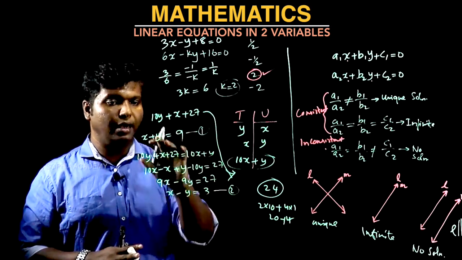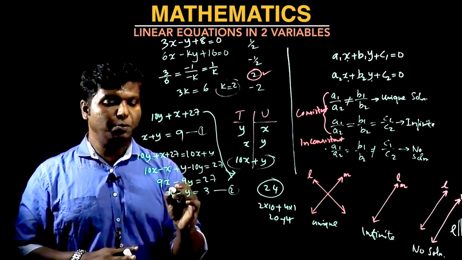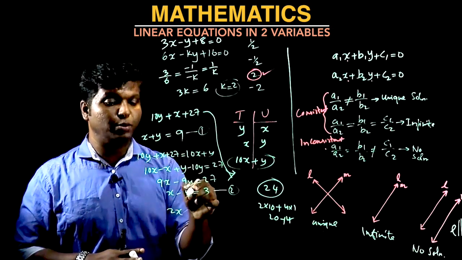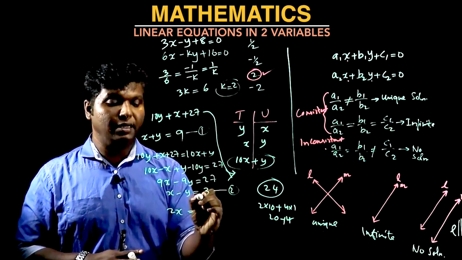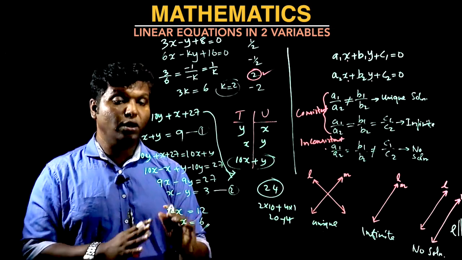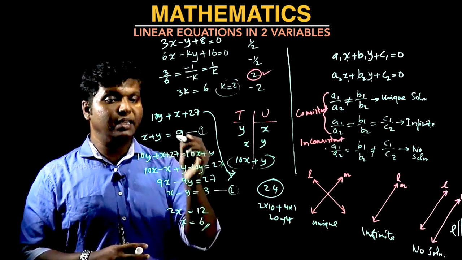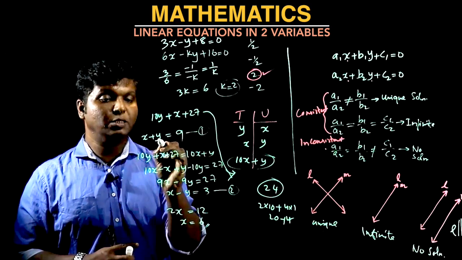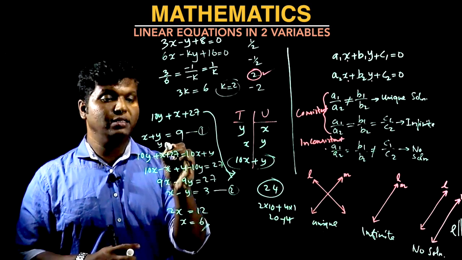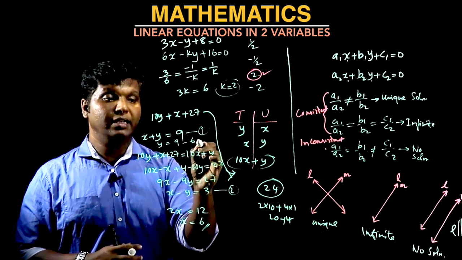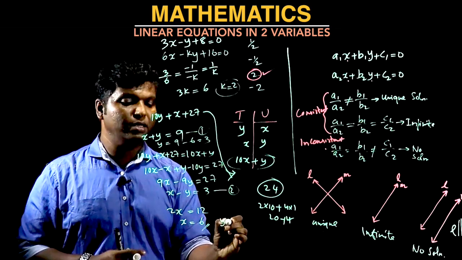Let us add them together. Adding these two equations, 1 and 2, x plus x, you will get 2x. Then y and y will get cancelled, because plus y and minus y, is equal to 9 plus 3, 12. Therefore, x is equal to 6. You got the x value as 6. Now place this in any one of the equations. Keeping this in this equation, 6 plus y is equal to 9. Therefore, y is equal to 9 minus 6. What is 9 minus 6? It is 3. So you got the y value as 3.